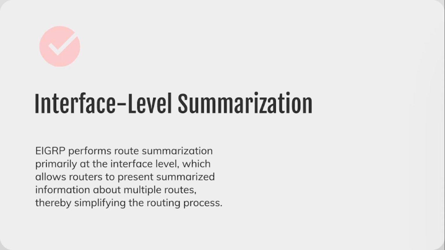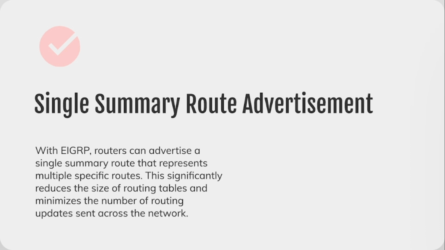Now you can do it with the interface level summarization that we'll do, because EIGRP performs summarization primarily at the interface level, which allows routers to present summarized information. Now we'll do that interface level summarization. Also, you can advertise a single summary route advertisement. With EIGRP, routers can advertise a single summary route that represents multiple specific routes.